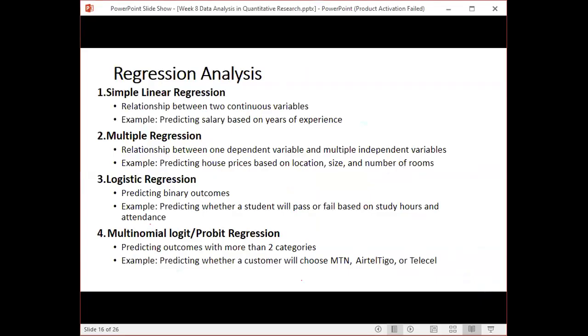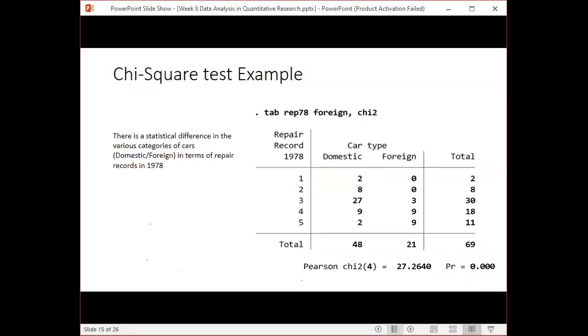Sir, I have a question. Yes. In formulating the null hypothesis and the alternative, without the benefit of the p-values and all that, how do we do it so that we get it right?